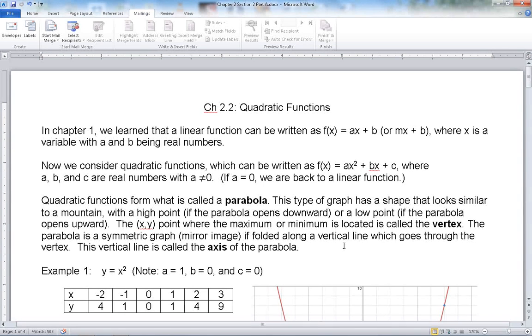The xy point, where the maximum or minimum value is located, is called the vertex. The parabola is a symmetric graph, or a mirror image, if you fold it along a vertical line that goes through this vertex point. Now the vertical line is called the axis of the parabola. So let's look at some examples.